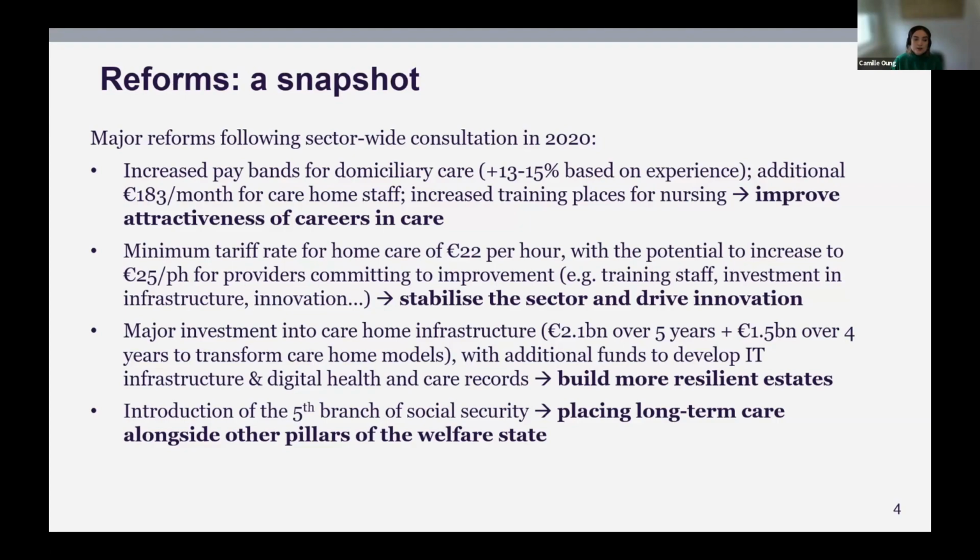To stabilise the sector and drive innovation, the French government introduced the minimum tariff rate of €22 per hour, which is now €23 per hour due to inflation, with the potential to increase this to €25 per hour for demonstrated improvements. And again, I'll come back to this in a bit more detail. There's been a lot of investment into modernising the infrastructure for care, so quite a significant amount over the next 5 years to transform models of care homes and make them more integrated within their communities, potentially also as hubs for other services as well, and modernising that estate, including with the development of better IT infrastructure and better digital health and care records.